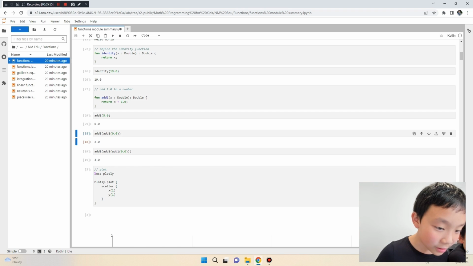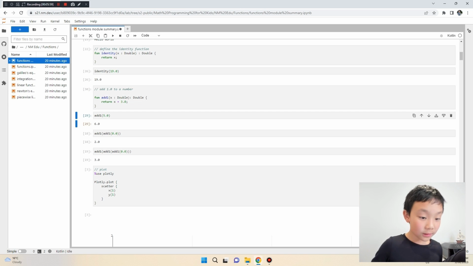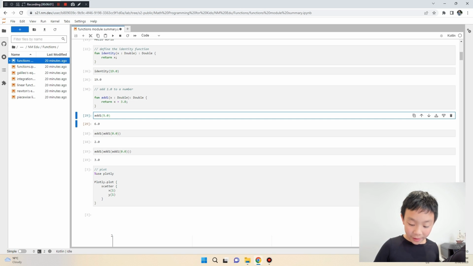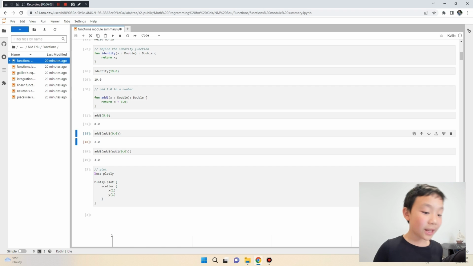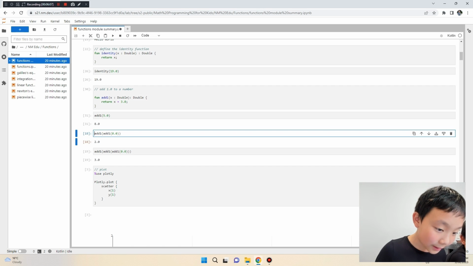It's just plussing 1. You can also change this function to like 3. So when I put 5 again, it should give us 8. You could say this is basically calling the function twice because of add 1 and then add 1 again.